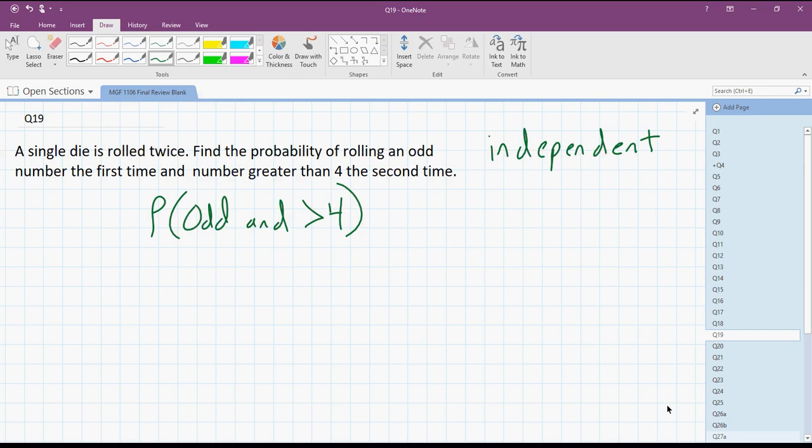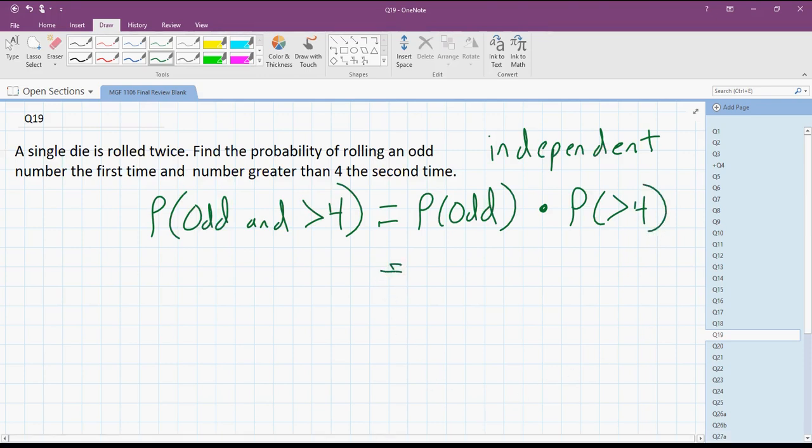Would be like with replacement, yes. But in this case, there's no replacement. We're just, the first roll doesn't affect the second roll. Okay? So since that is true, it's independent, all we have to do then is find the probability of being odd. And this time we will multiply that with the probability of being greater than 4.